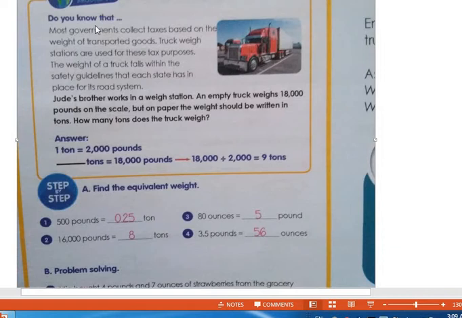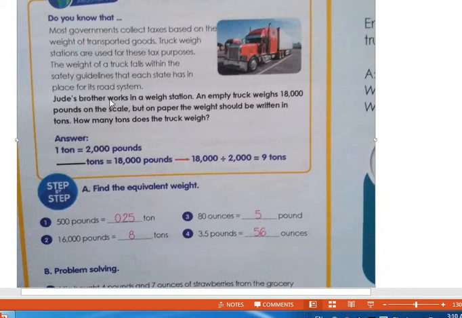Do you know that most governments collect taxes based on the weight of transported goods? Truck weigh stations are used for these tax purposes. The weight of a truck falls within the safety guidelines that each state has in place for its road system. Okay, this is a fact.